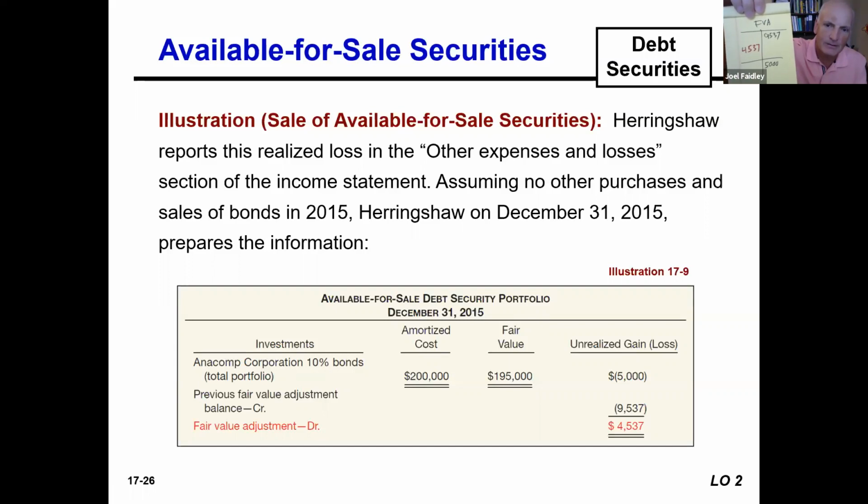$9,537 is our credit balance, but we need to be at a $5,000 credit balance. So how do you get from a $9,537 credit balance to a $5,000 credit balance? You got to make a journal entry in red there, a debit entry for $4,537 to make this thing balance. The red is the bogey. You're forcing it to get to the general ledger balance that it needs to be.